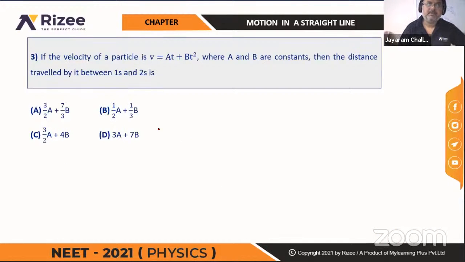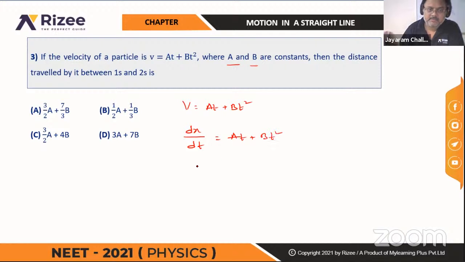Next one. The velocity of the particle is given. He has given the velocity v is equal to at plus bt square, where a and b are constants. The distance traveled by the body between 1 to 2 seconds. Velocity can be written as dx by dt, the rate of change of displacement, which is equal to at plus bt square. Now integrate first, then apply the limits.